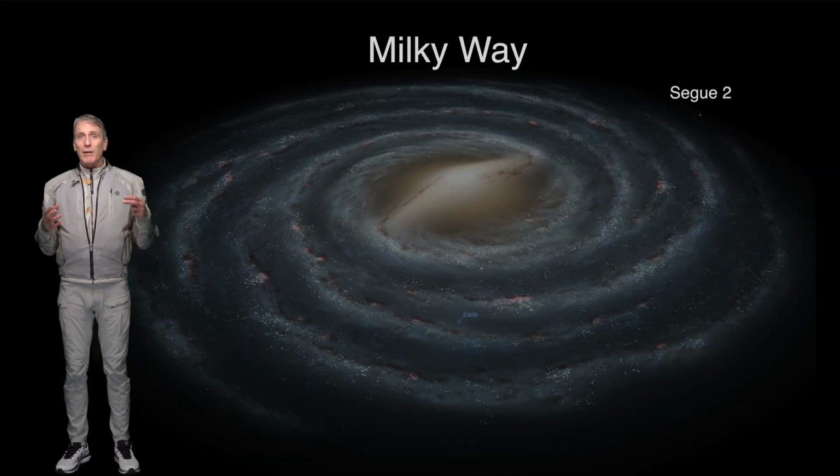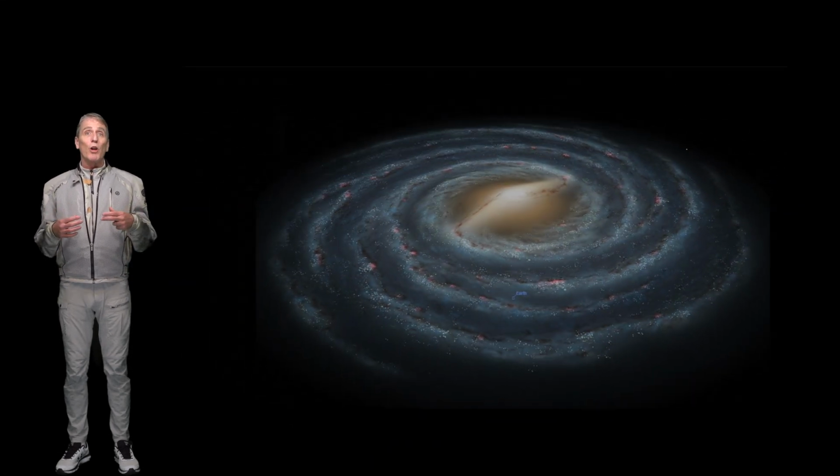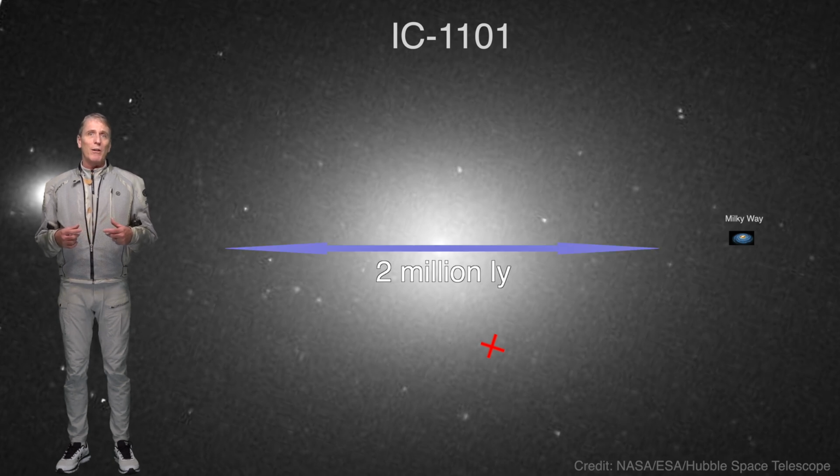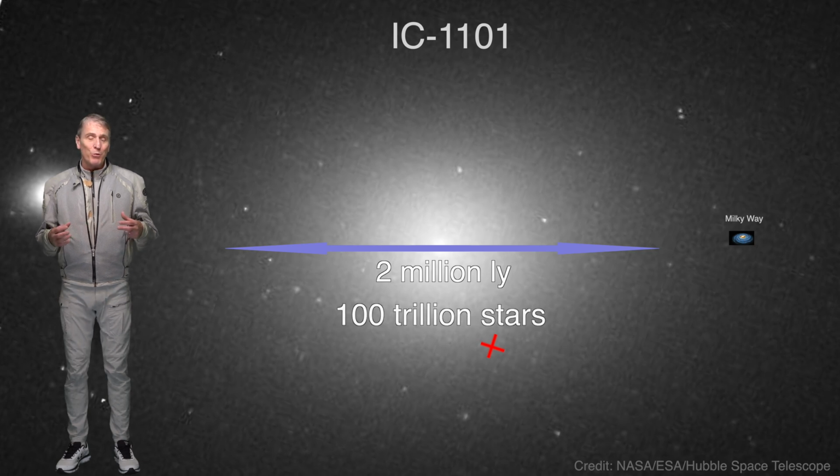Now compare Segway 2 and the Milky Way to the largest galaxy discovered so far. This supergiant galaxy goes by the name IC 1101. It's located 1 billion light years away, it's 2 million light years across, and it contains around 100 trillion stars.